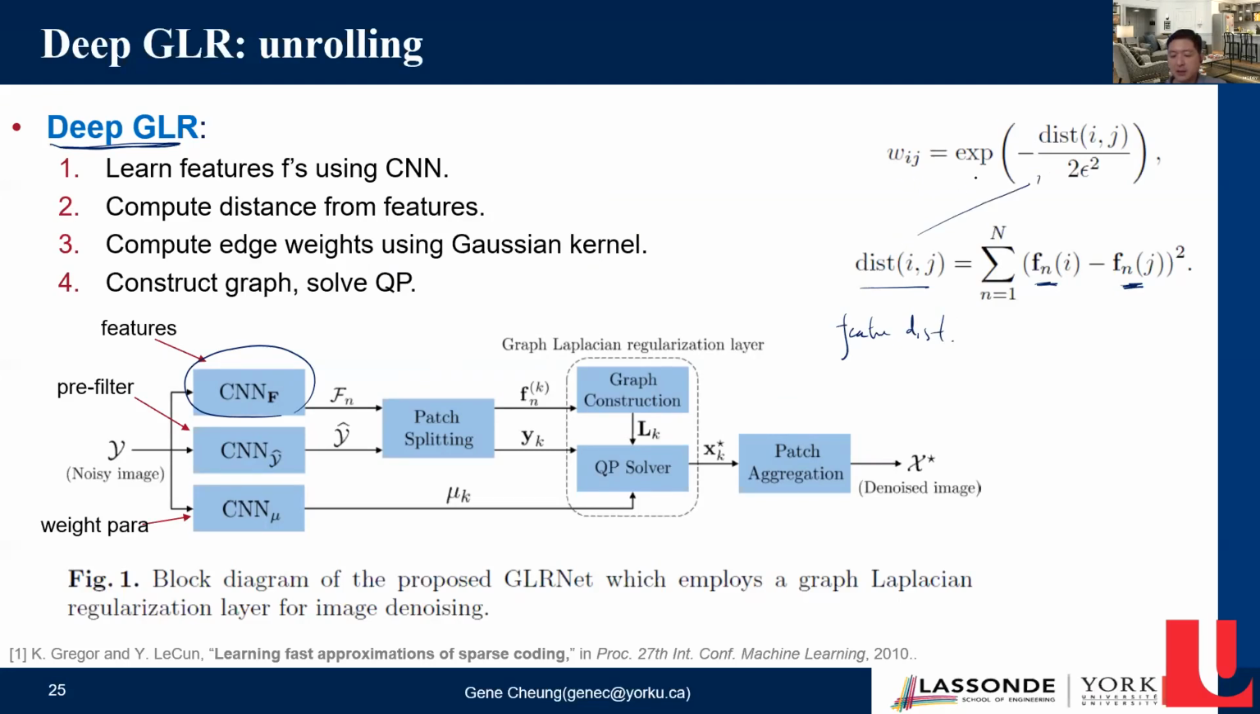In particular, the edge weight is exponential of minus the feature distance. So if the feature distance is large, you have a small edge weight, and vice versa. But then we still do the rest of the steps exactly the same. Once you construct the graph L, you can still formulate an optimization problem that minimizes the L2 norm for your fidelity term and your regularization term. Use the QP solver to solve it, and you can still reconstruct the image.